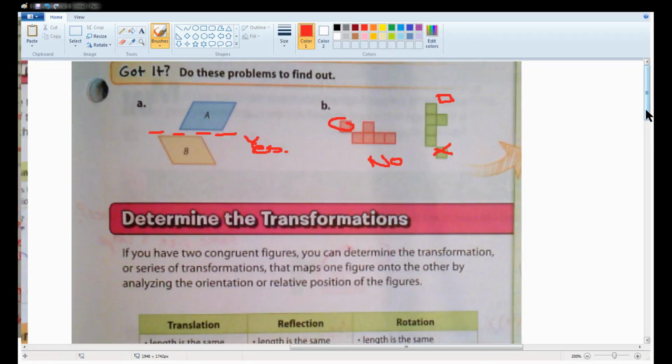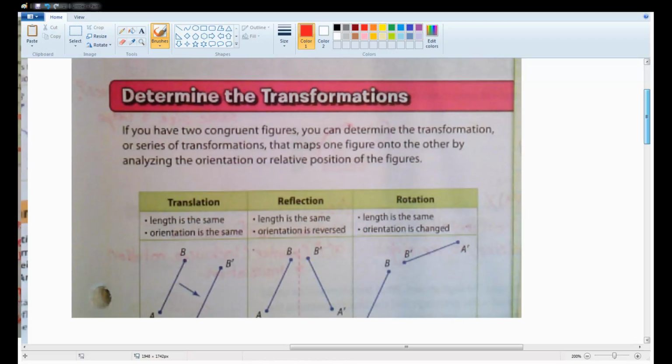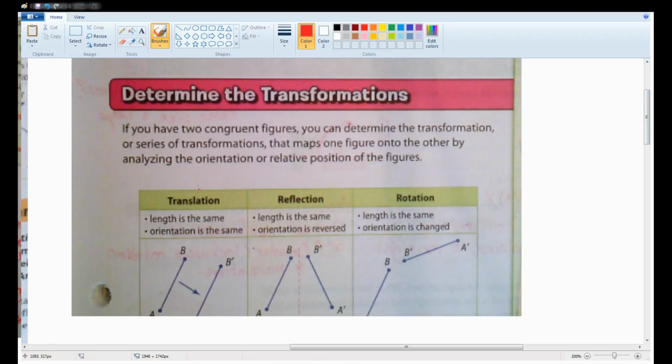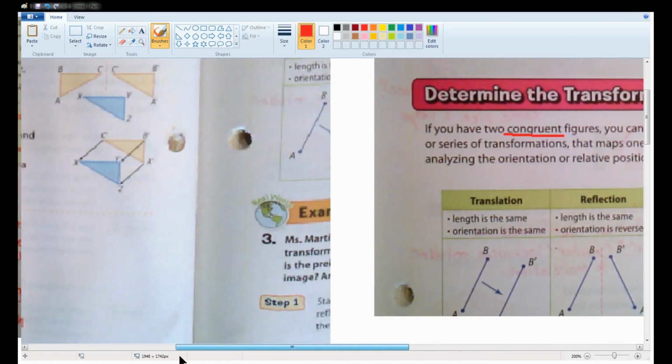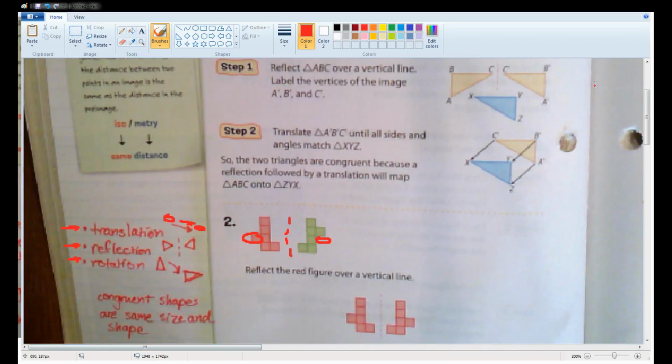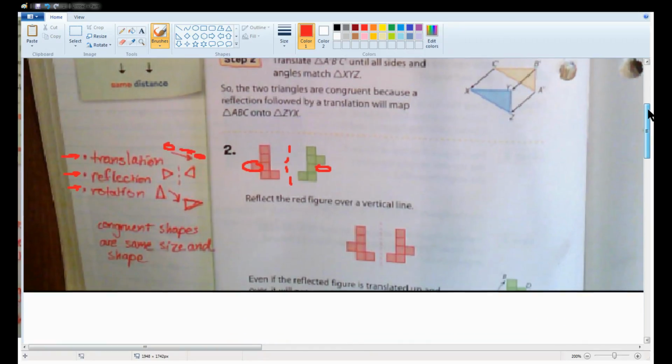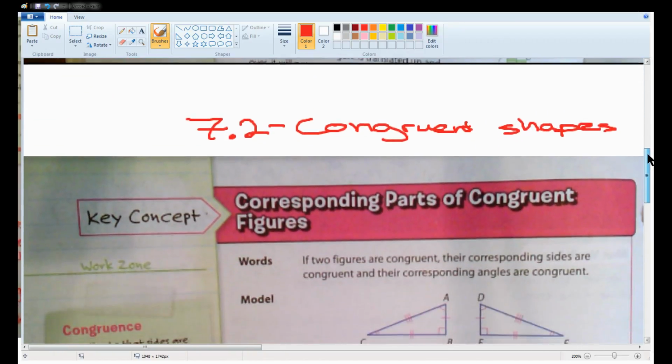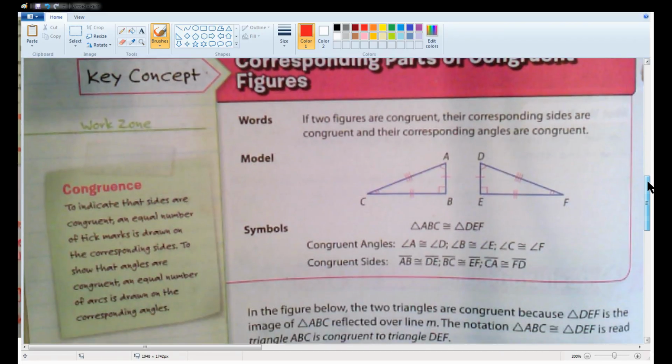Okay, that covers lesson 7.1. And here are our three main ideas as we've learned: translation, reflection, rotation. All of these keep two shapes congruent. Carrying on, 7.2. So in 7.2, we learn a little bit more about naming parts that are congruent. So now it's not just, are the shapes congruent, but how to name the parts that are congruent. Here's an example. We have two triangles.